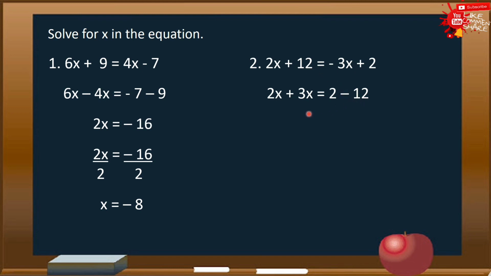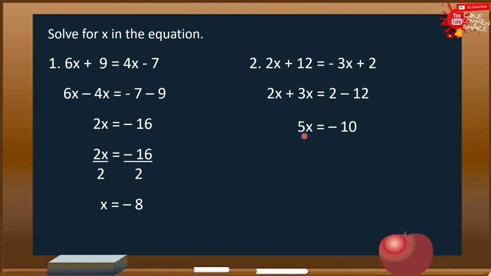Then combine similar terms. So what is 2x plus 3x? We have 5x, then equal symbol. What is 2 minus 12? It is the same with 2 plus negative 12. And 2 plus negative 12 is negative 10.